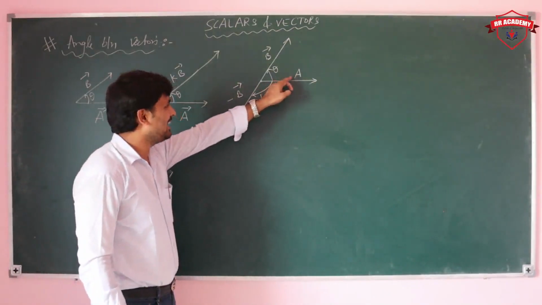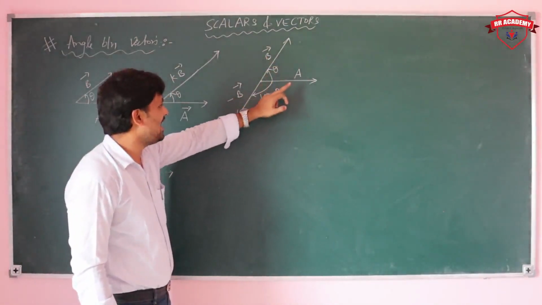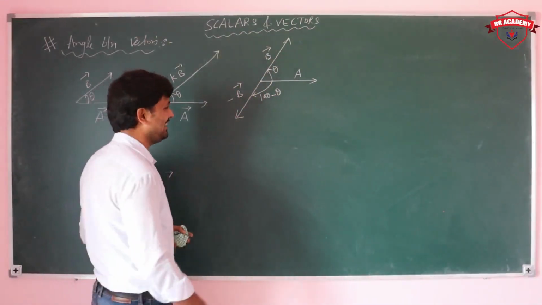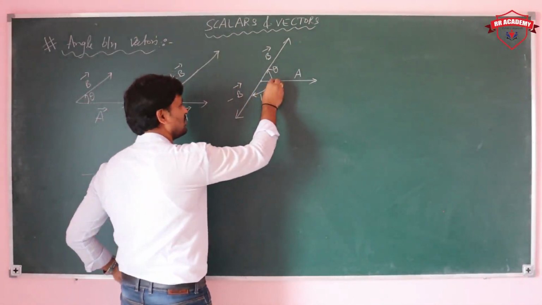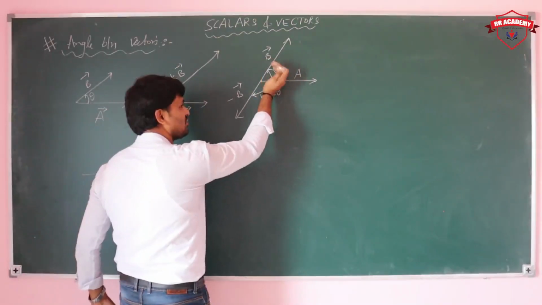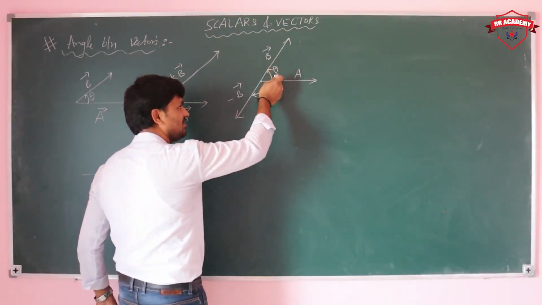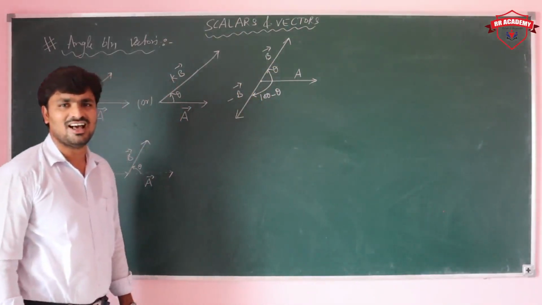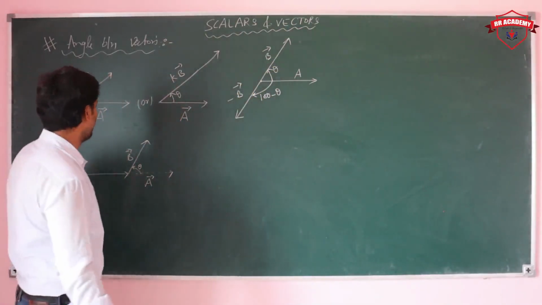Very important. Angle between A and B is theta. Angle between A and minus B is 180 minus theta. So here you can observe the direction. This we have mentioned in anti-clockwise direction. This we measured in clockwise direction. Anti-clockwise direction and also clockwise direction.